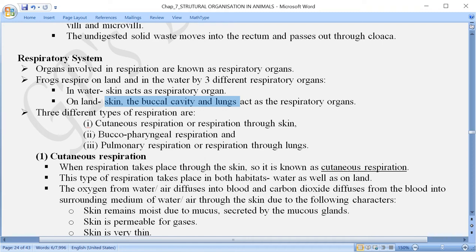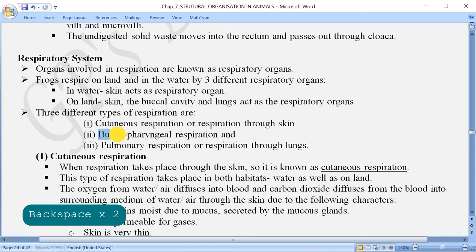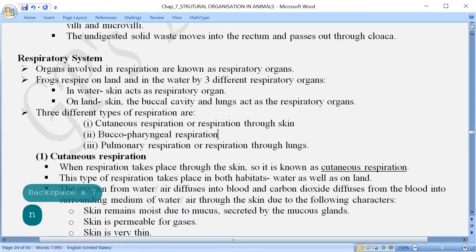So based on that, three different types of respiration we can find here. One is called cutaneous respiration, that is the respiration taking place through the skin. The second one is called buccopharyngeal respiration. Why? Because it is a combination of two structures: one is the buccal cavity and the other one is the pharynx.